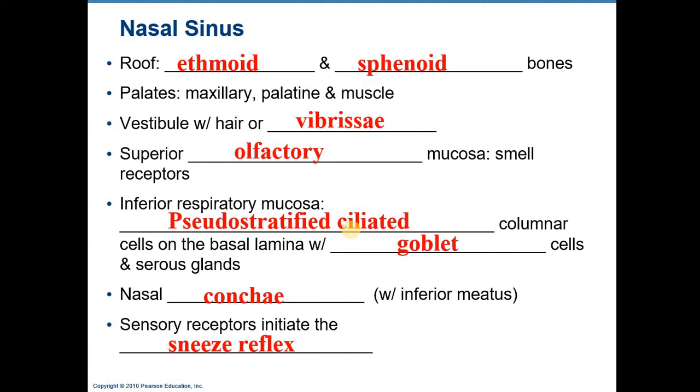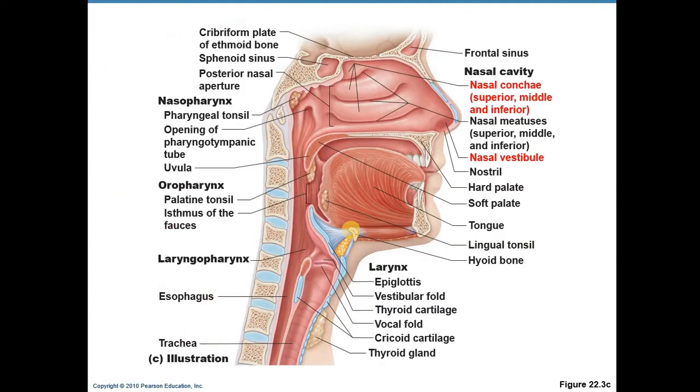The nasal concha with the inferior meatus. And then you also have the sensory receptors located there that help with the sneeze reflex. Your concha and the air that's going in at all of this time in that sinus is being cleansed and filtered and moistened while it's going into the nasal area or the nose when you're breathing in that air.